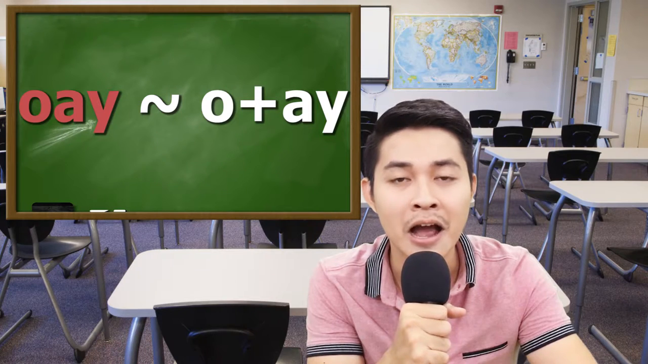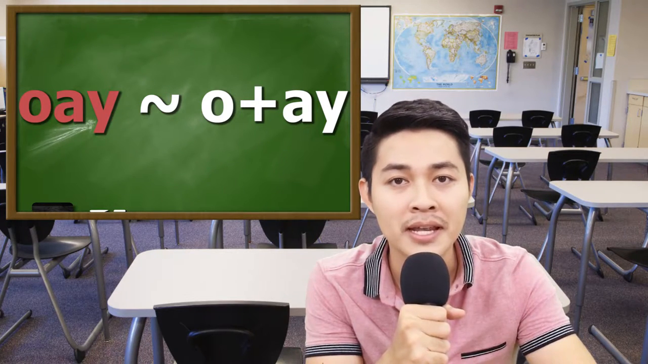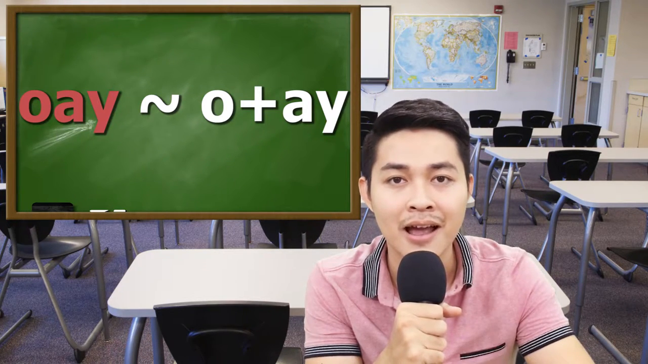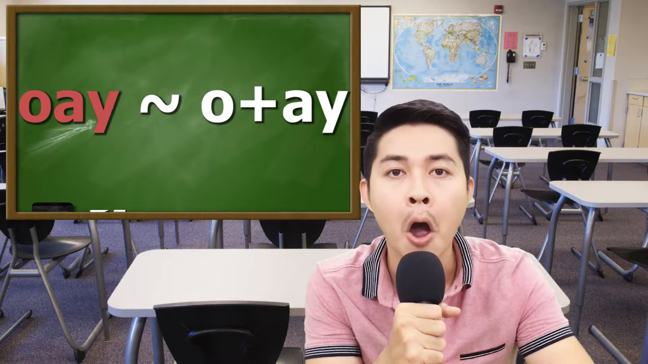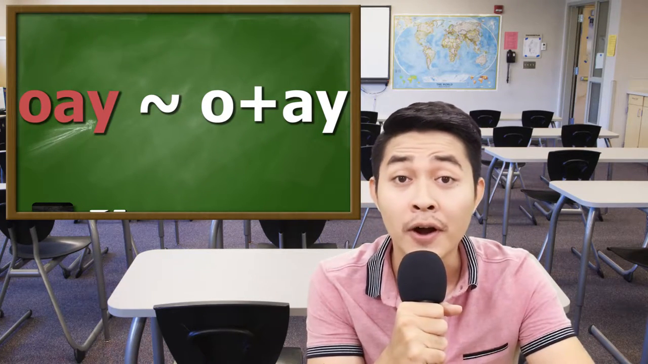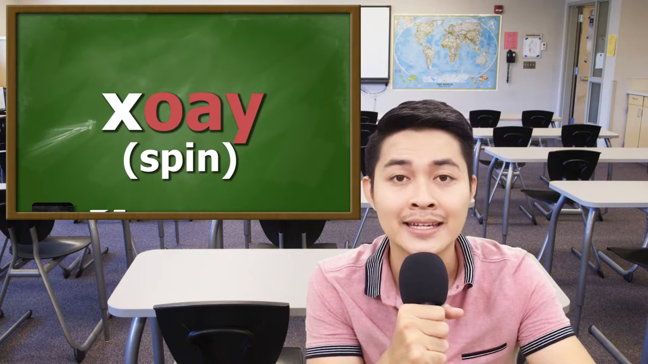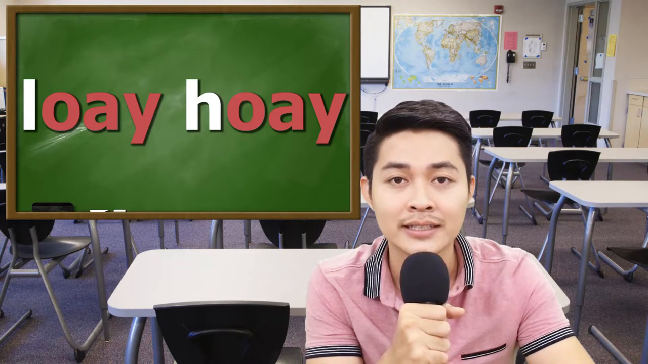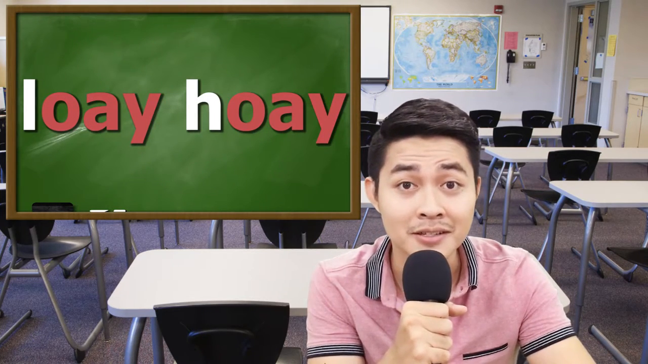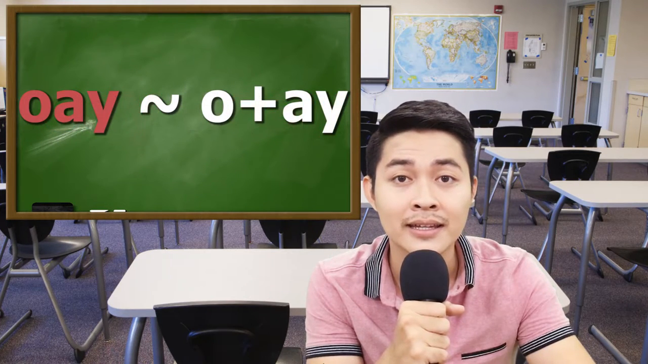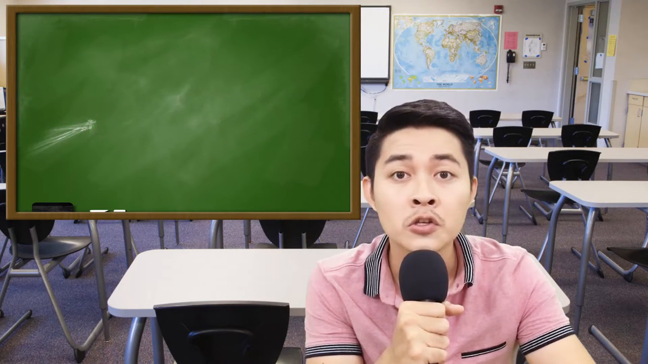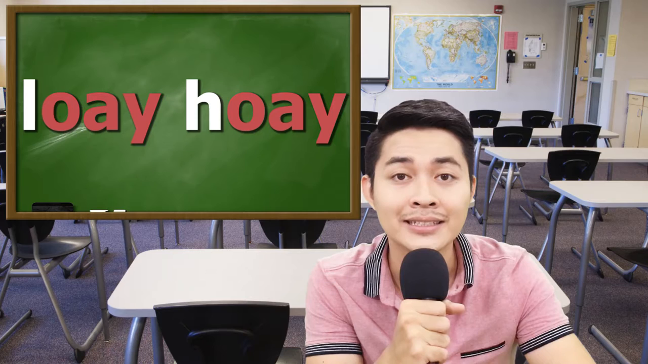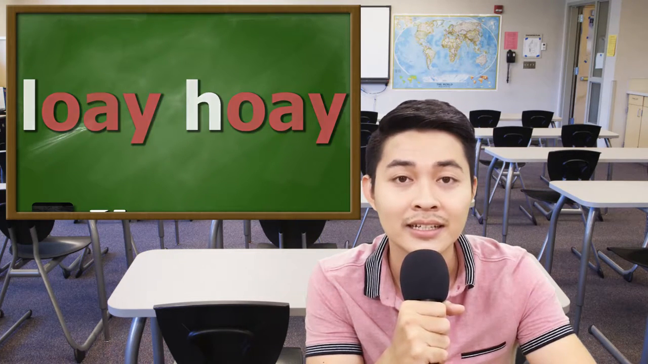The next cluster is oay. This is a combination between o and ay. It's going to sound like this. Oay. For example, xoay. Loay hoay. Now repeat. Oay. Xoay. Loay hoay. Good.